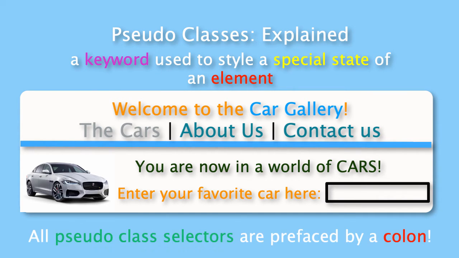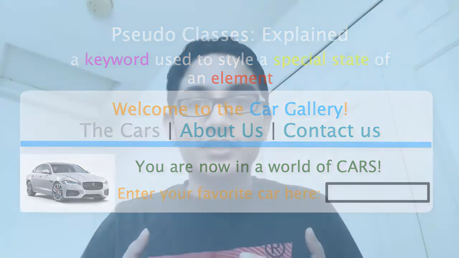All pseudo class selectors are prefaced by a colon and in some cases 2 colons. But for today, we'll only be focusing on those with single colon notation. So what are we waiting for? Let's explore these pseudo classes and get started.